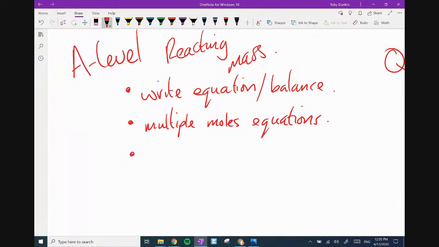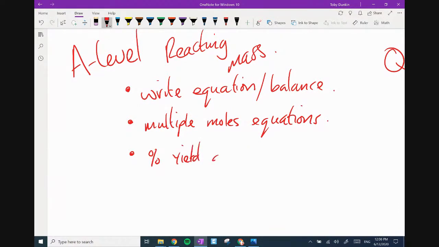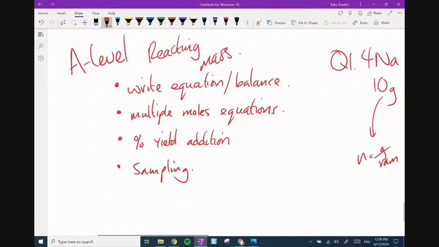The next thing is they're probably going to rope in a percentage yield addition. Oh, and possible sampling. Sampling, that's a nightmare. So they're just adding these levels of complexity. Multiple steps. We saw multiple equations, rather than moles equations, just multiple equations. This is what they're doing. It's just this general increase in level.